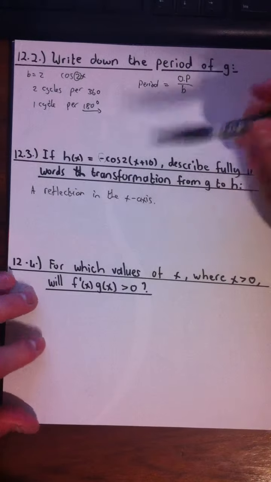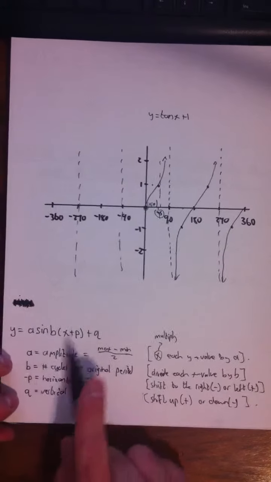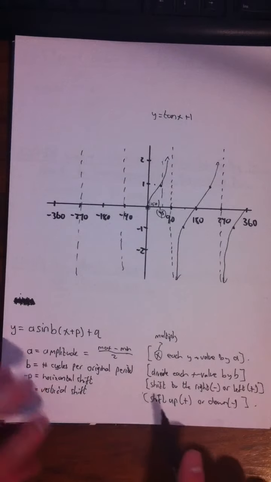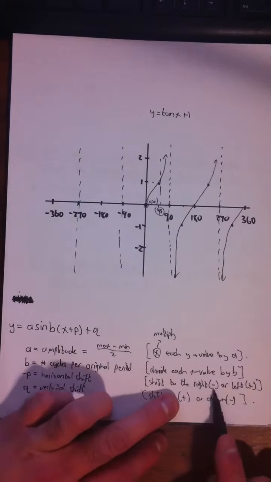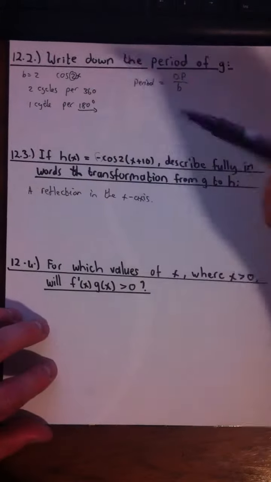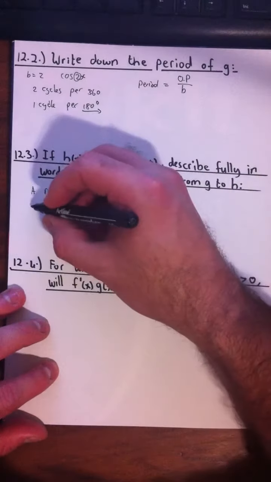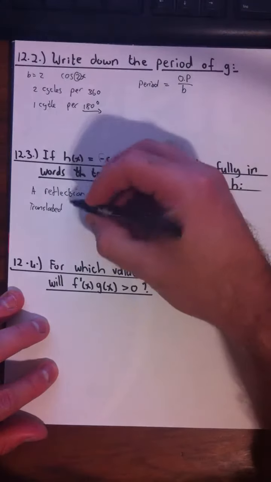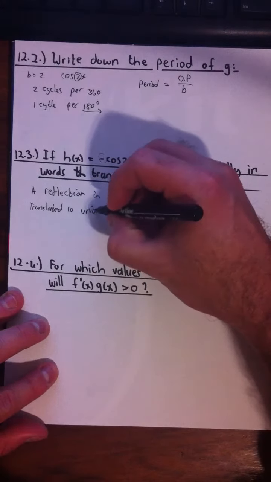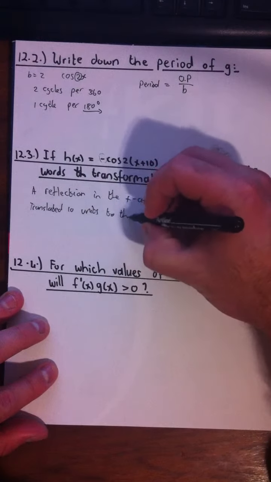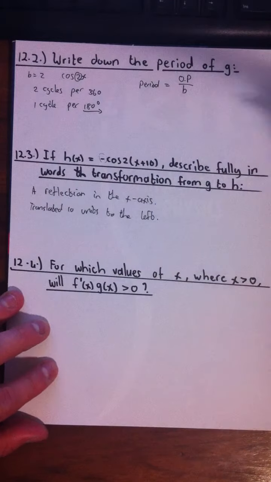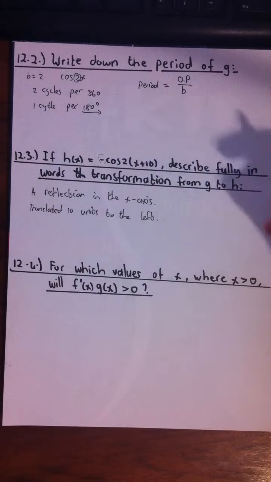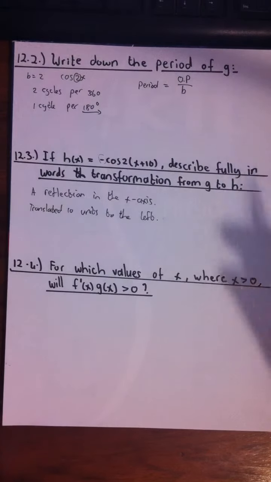Now, we've got this x plus 10 in brackets here. From what we said for that value, there's p and negative p. It's a horizontal shift. So it shifts to the right if it was a negative sign, or to the left if it was positive. Here we've got a positive, so we say it translates or shifts 10 units to the left. That is it, explained in words. It doesn't matter which order you do this, that'll still work.